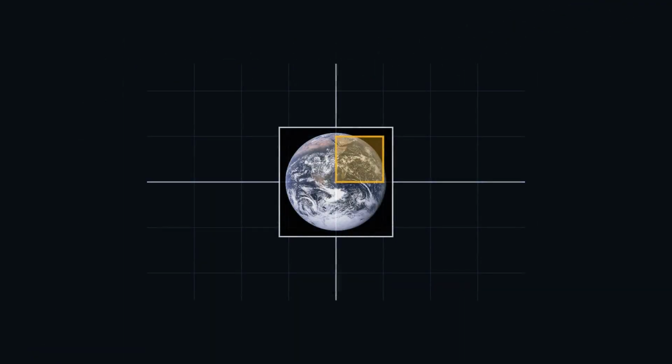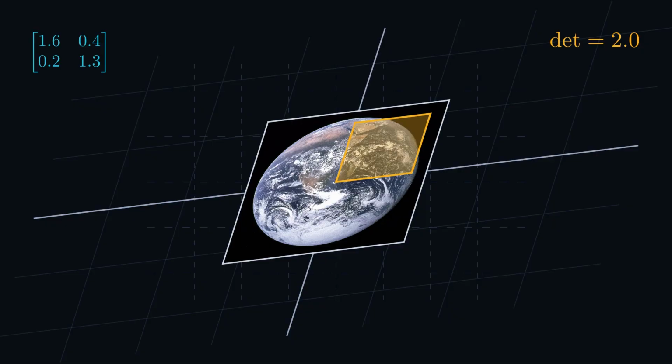There is one rule a real bend always obeys. Watch the lines. A real transformation has one signature. Grid lines stay straight, they stay parallel, and they stay evenly spaced. Origin never moves.